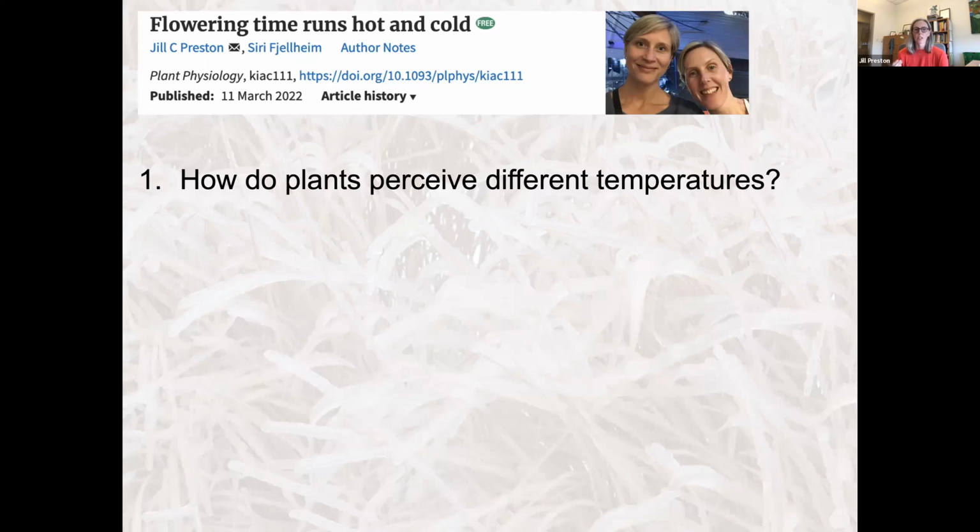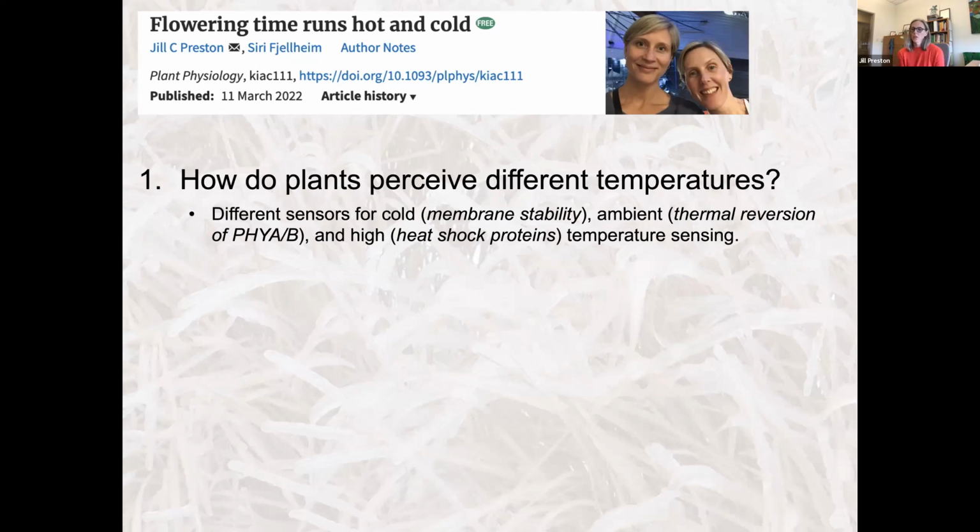Now, I'm not going to go into this in too much detail, but just give you the take-home messages so far. So basically, the current literature suggests that there may be several different ways of sensing different temperatures, depending on the temperature range. With membrane stability being probably the most important for cold sensing, thermal reversion of phytochromes, which are known mostly as pigments that are involved in photoperiodic sensing, being important for ambient temperature sensing as well. And then heat shock proteins being important for high temperature sensing.